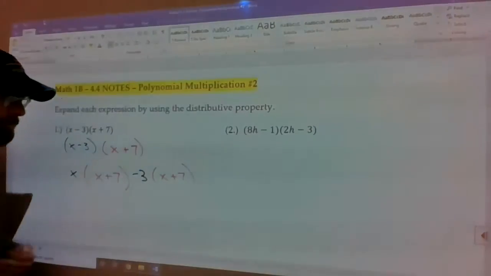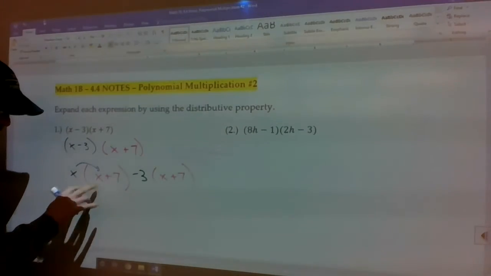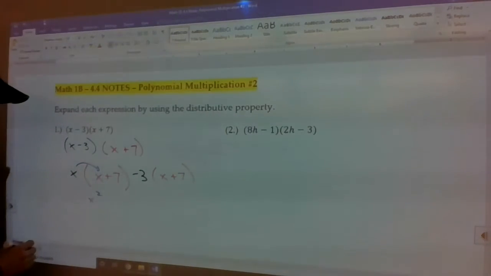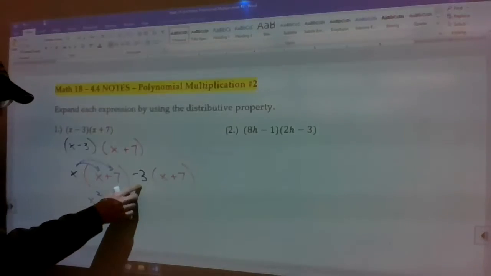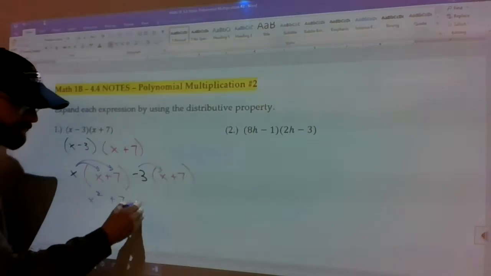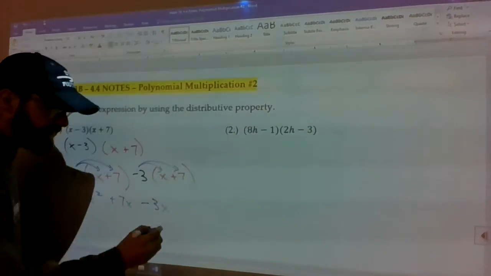So the distributive property is pretty straightforward after that. You take x times x, which gives us x squared. You take x times 7, which gives you positive 7x. Over here, you take negative 3 times x, you get minus 3x. You take negative 3 times positive 7, gives you negative 21.